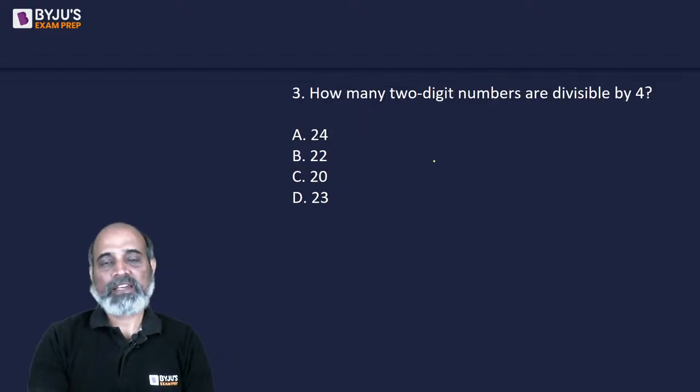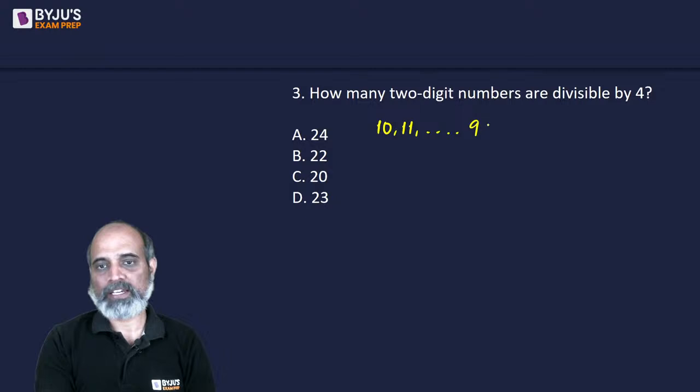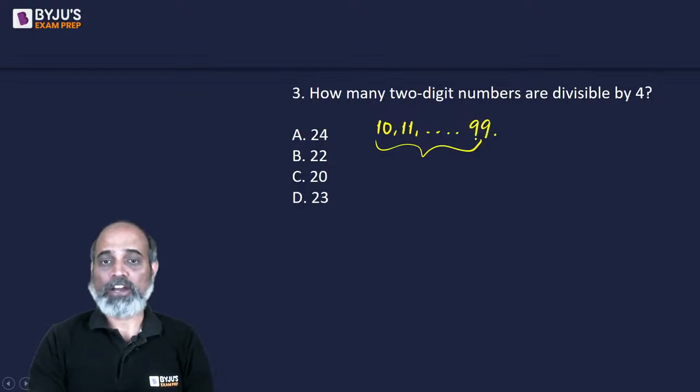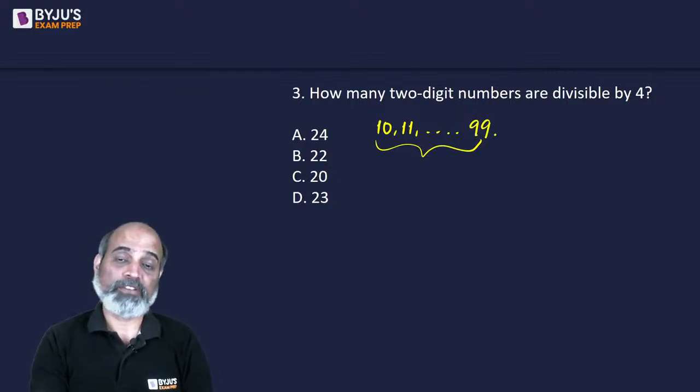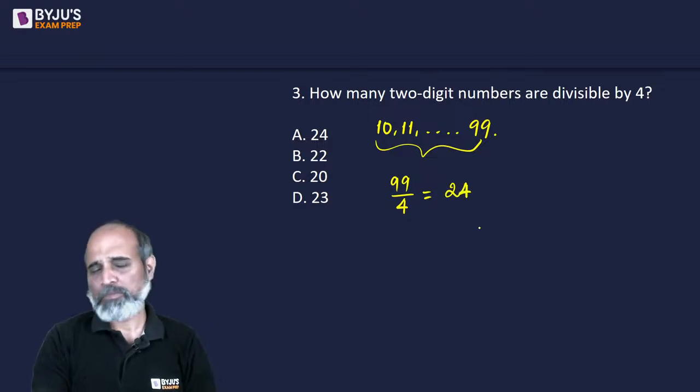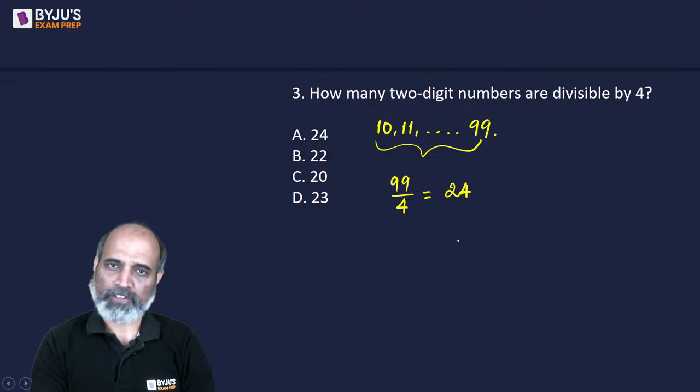Okay. Next, how many two-digit numbers are divisible by 4? So the first two-digit number we have is 10, then comes 11 and so on up to 99. These are all the two-digit numbers, whether divisible by 4 or not. Now, if I want to find out how many numbers are divisible by 4 up to 99, I'll do 99 by 4. If I solve this, I'll get 24 point something, so ignore the point value.